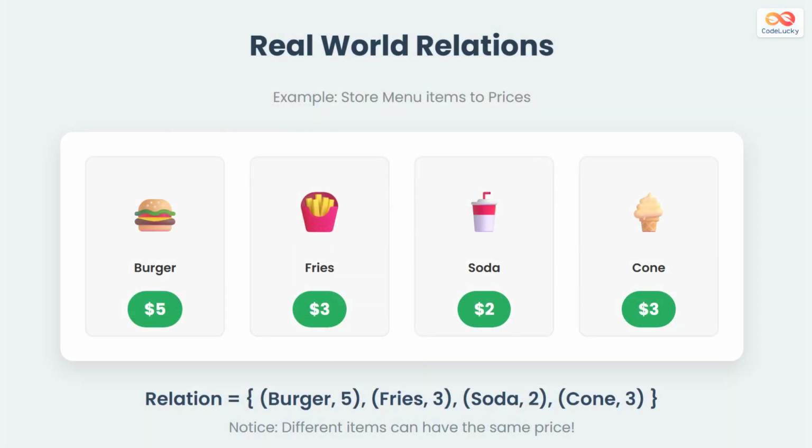Relations are everywhere in the real world. Imagine a menu at a store. The input is the item, like a burger or fries, and the output is the price. This set of item and price pairs forms a relation. Notice that different inputs, like fries and a cone, can have the same output price.